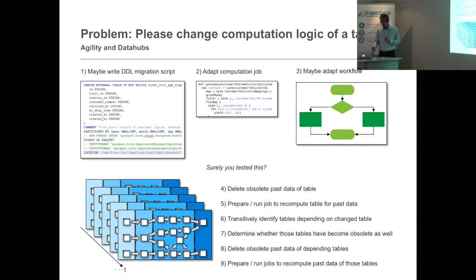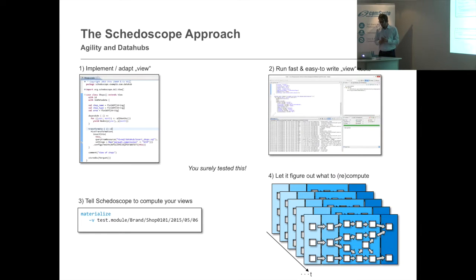We wrote a tool called Schedoscope. And here the approach is a little bit different. The core idea, one of the mantras of Schedoscope, is that schema is code. So we actually stopped writing Hive DDL scripts and we started to write little Scala case classes which represent nothing else than basically Hive tables.